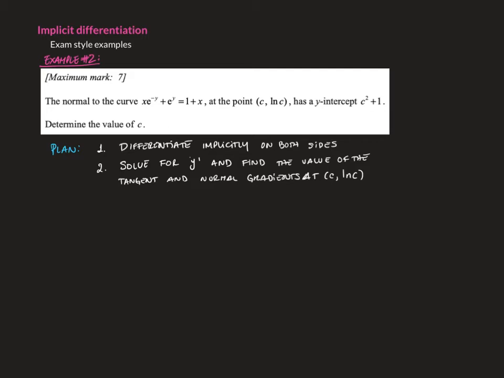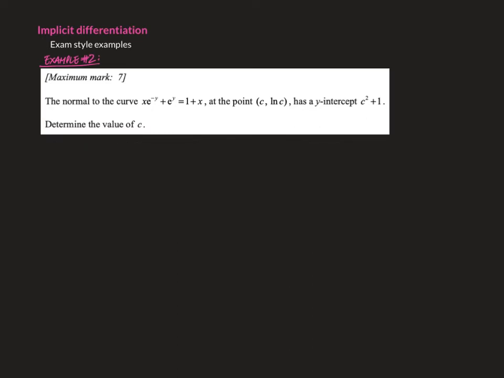So once we have the slope of the normal line, we can find the equation of the line, and with the information that the y-intercept is given by this amount and that the function goes through this point, we should be able to find the value of c.